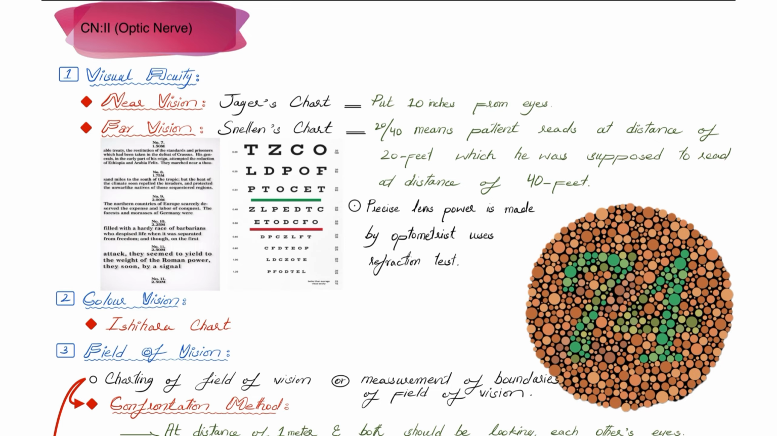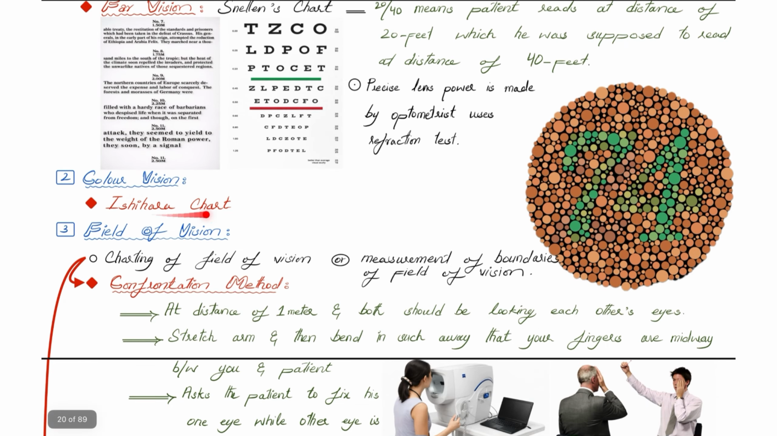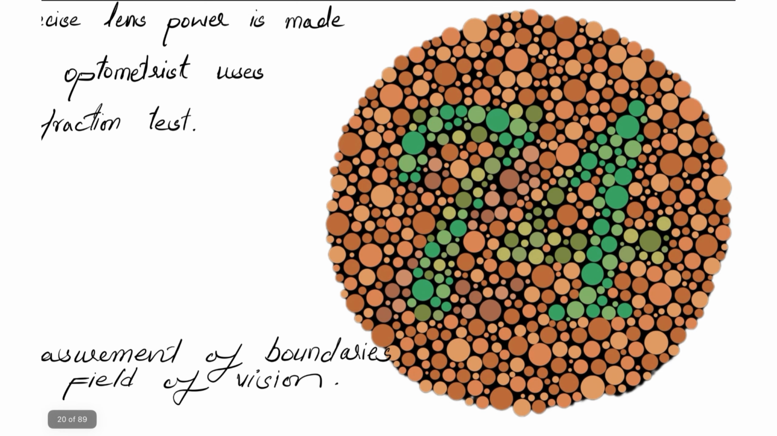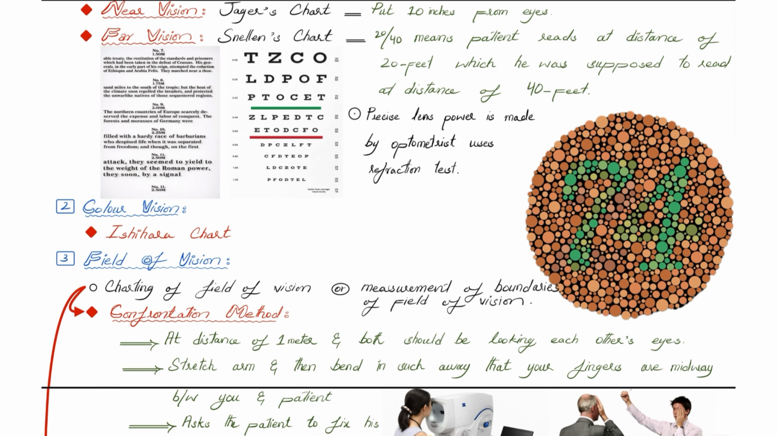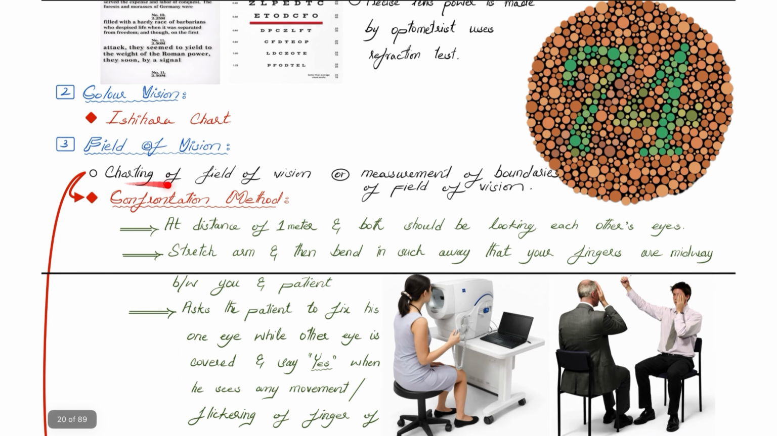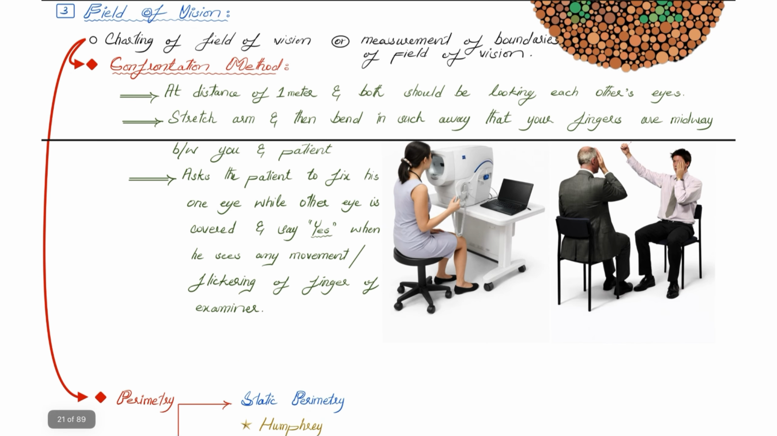the optometrist. For color vision, we use the Ishihara chart. As you see, there is a hidden letter or hidden number inside it, and we ask the patient to read it. If the patient can read or identify the letter or digits inside it, then he does not have any color vision defect. Then field of vision: the charting of the field of vision or measuring the boundaries of the field of vision can be done by the confrontation method or perimetry.